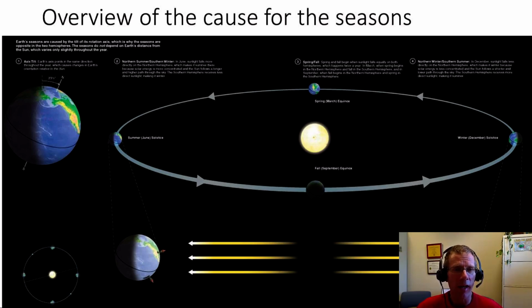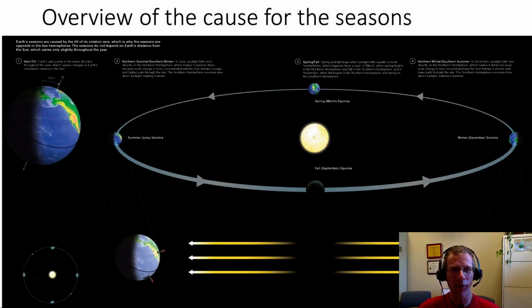The diagram right here shows a pretty good overview of that, and I'm going to break down each part of the diagram individually. But just looking at it holistically, in the upper left-hand corner you've got the Earth, and a lot of you maybe remembered in middle school that the Earth has a 23.5 degree tilt. That means that some parts of the Earth are angled towards the sun, and some parts of the Earth are angled away from the sun.